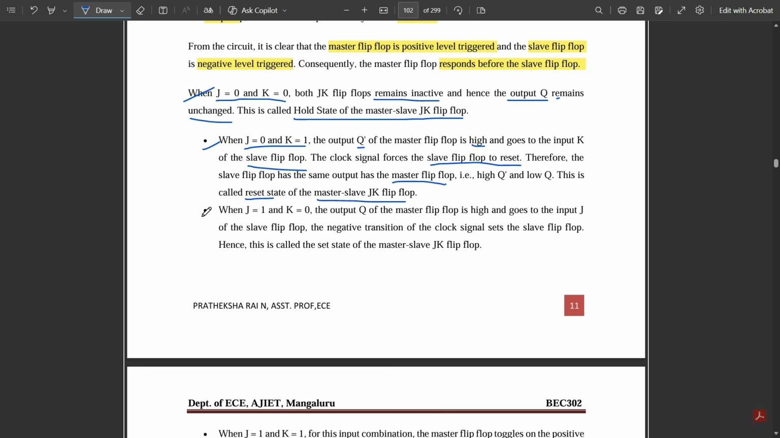Similarly, for the third state, when J equal to 1 and K equal to 0, it is just the vice versa of this condition, that is, output Q is high and output Q bar is low. The negative transition of the clock signal sets the slave flip flop, whereas in the previous case it was the positive transition. Hence it is called the set state of the master slave flip flop. So in the second case it is in the reset state, and in the third case, for J equal to 1 and K equal to 0, it is in the set state, when output Q is equal to 1 and Q bar is equal to 0.